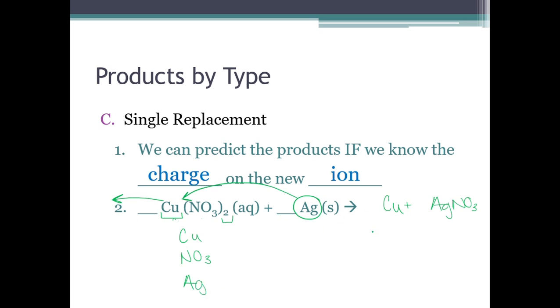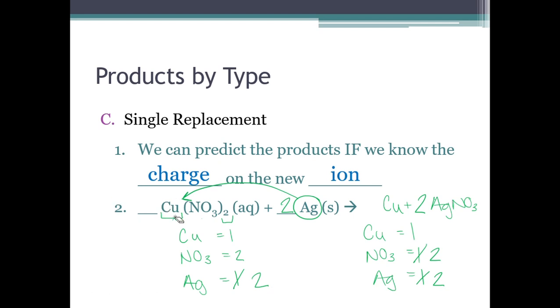Over on the right, we have copper and nitrate and silver. On the left, we have 1 copper, 2 nitrates, 1 silver. In our products, 1 copper, 1 nitrate, 1 silver. So the only problem here is nitrate. If we put a 2 right here, that'll give us 2 nitrates in our products. It'll also give us 2 silvers in our products, but that is easy enough to fix by putting a 2 here in front of silver in the reactants.